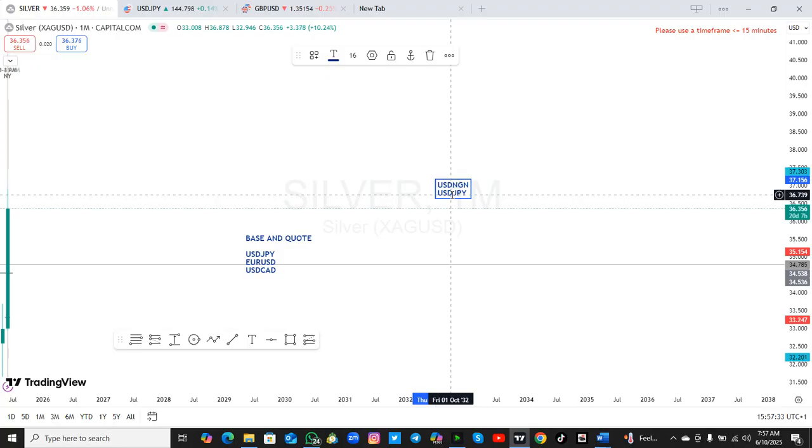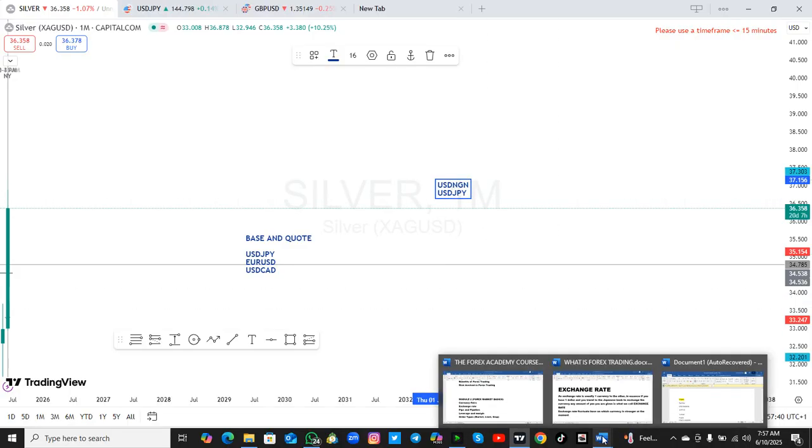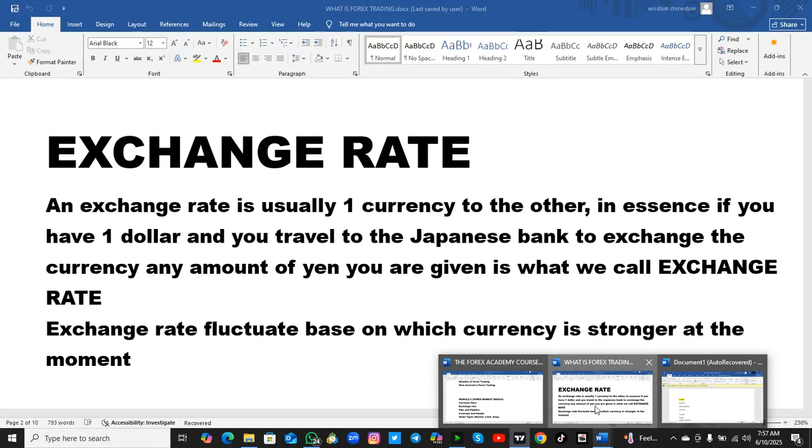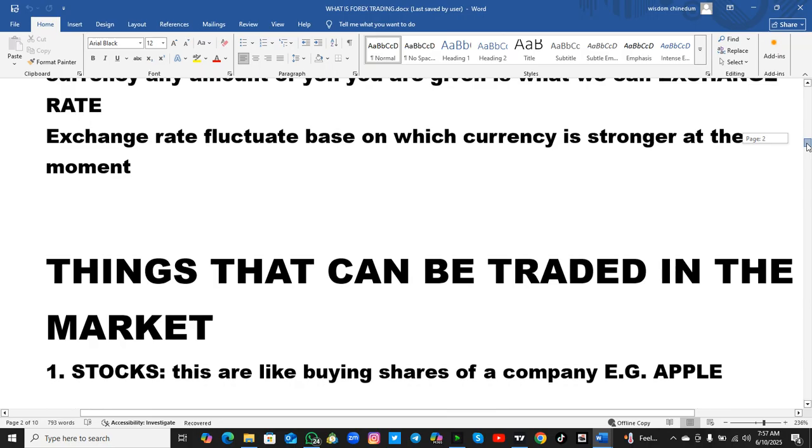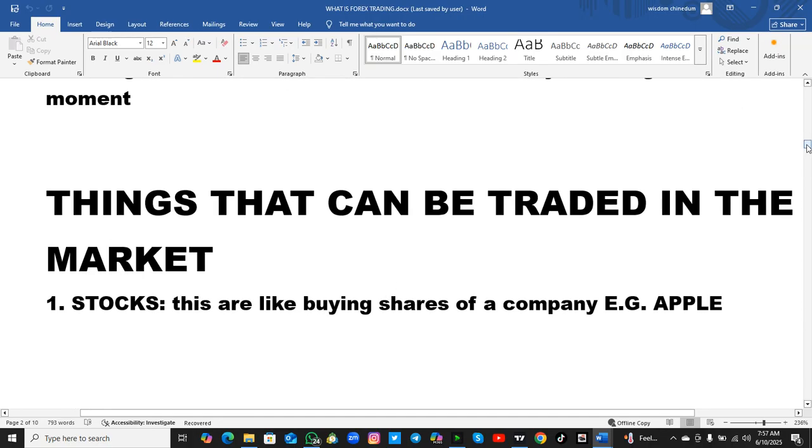It fluctuates based on which one is stronger at the moment. So that's what exchange rate is all about. But in forex trading, it is based on base and quote. So now let's move to things that can be traded in the forex market.